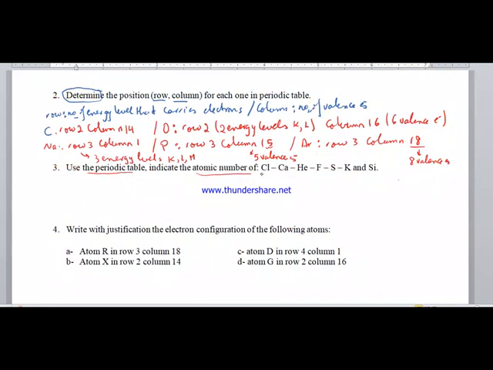Then, by using the periodic table, chlorine has atomic number Z equal to 17. Calcium has atomic number 20. Helium has atomic number 2. Fluorine has atomic number 9. Sulfur has atomic number 16. Potassium K, 19. You can return to the periodic table for reference. As we said previously, we count and find that the atomic number for silicon is equal to 14.